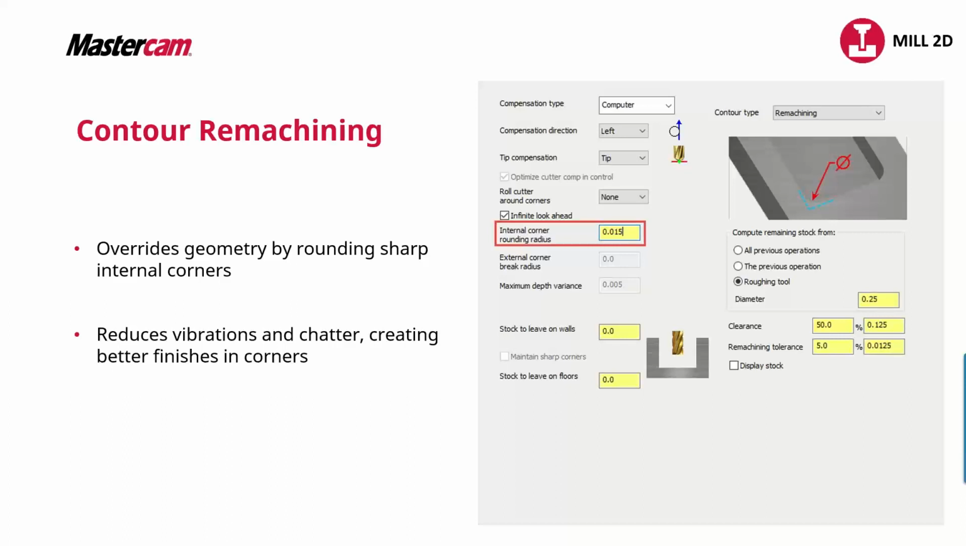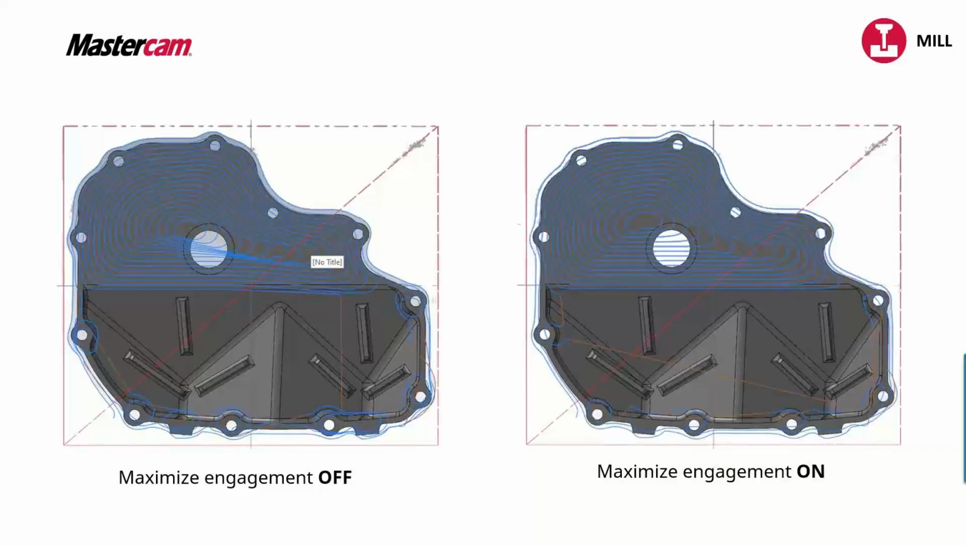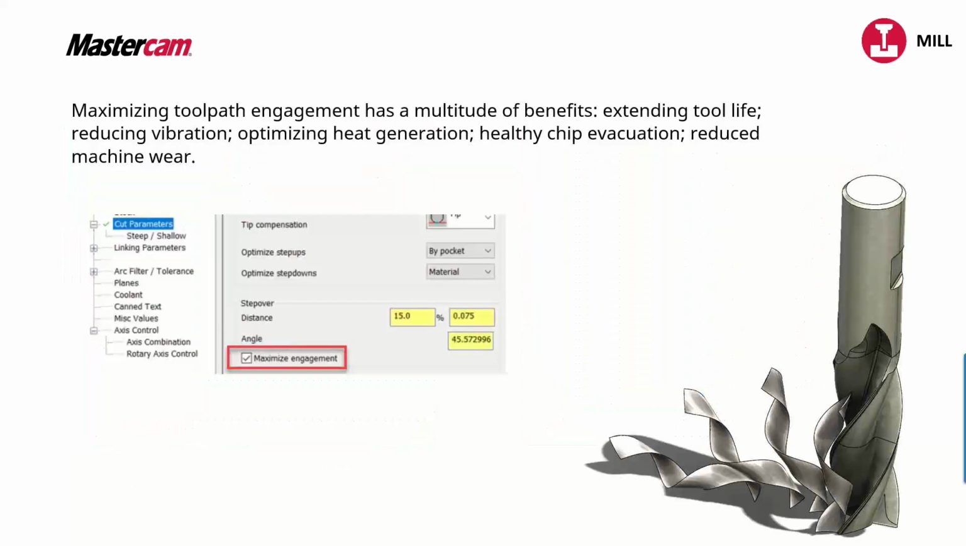Next that I'm excited to talk about is maximize engagement for our dynamic toolpath motions. When maximize engagement is off versus when it is on, it is going to help us maximize toolpath engagement, extend our tool life, reduce vibration, optimize our heat generation. It's going to give us a healthy chip evacuation and reduce machine wear.